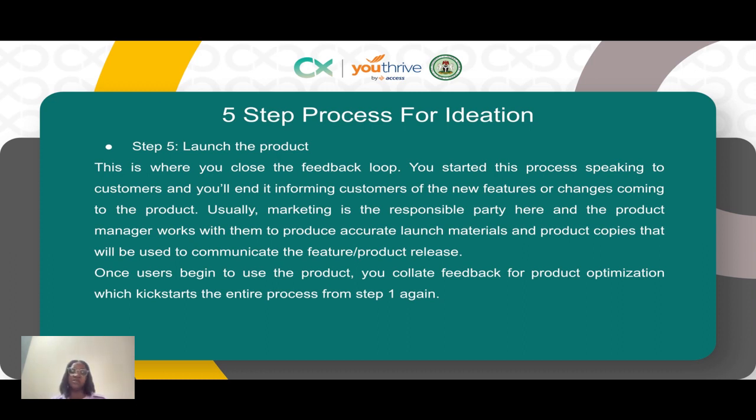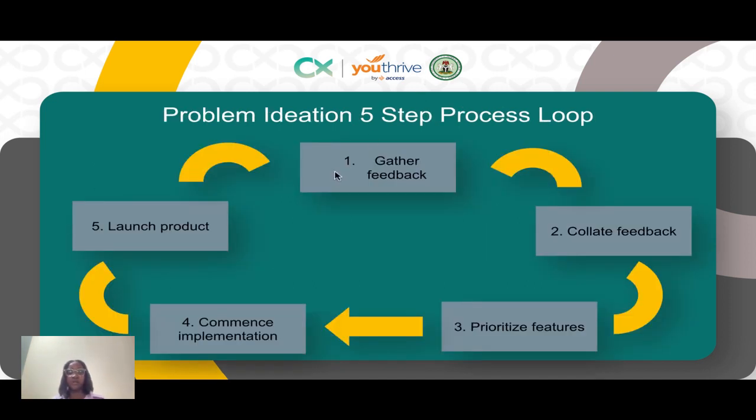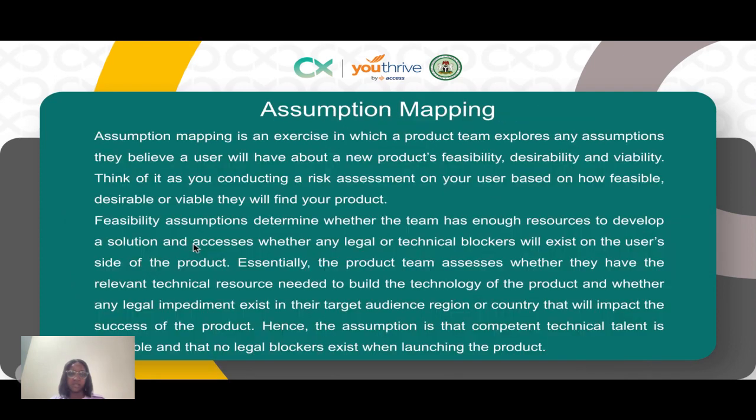Now, once users begin to use your product, you collate your feedback, which will be used for product optimization, and that kickstarts the entire process from step 1. So this is why I say it's a loop. This is just a pictorial representation of what the problem ideation 5-step process loop looks like. You gather feedback, you collate feedback, you prioritize your features, you commence implementation, and you launch your product.